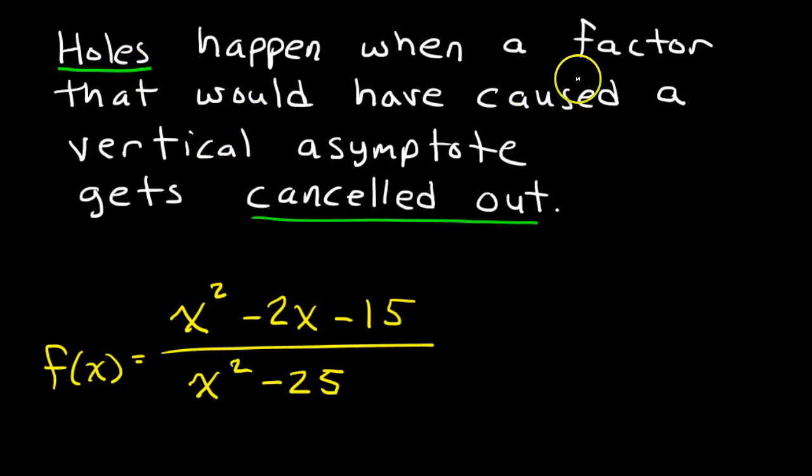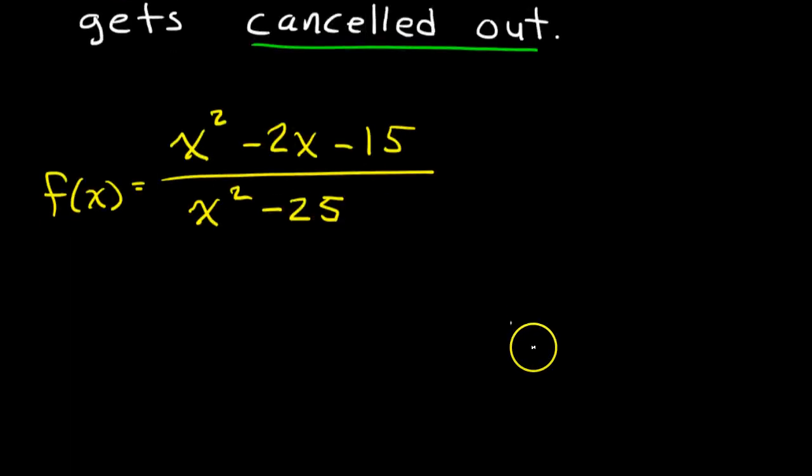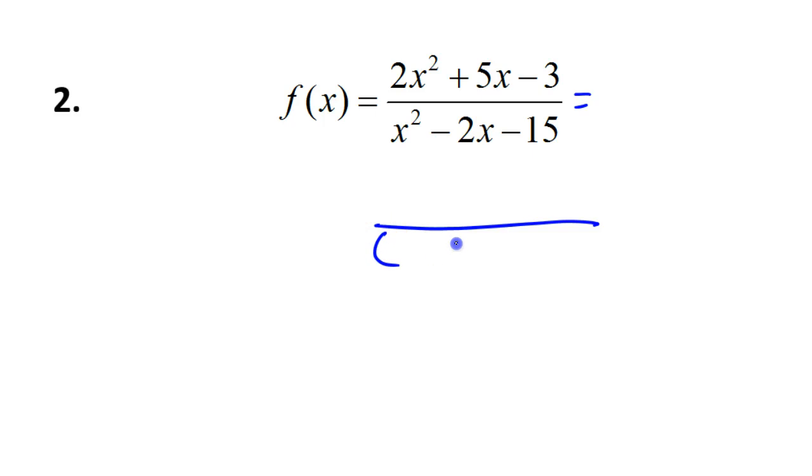Holes happen when a factor that would have caused a vertical asymptote gets canceled out. Let me show you what I mean. So we can factor this very quickly, that this is going to be x plus 3 and x minus 5, because we just did this a minute ago.